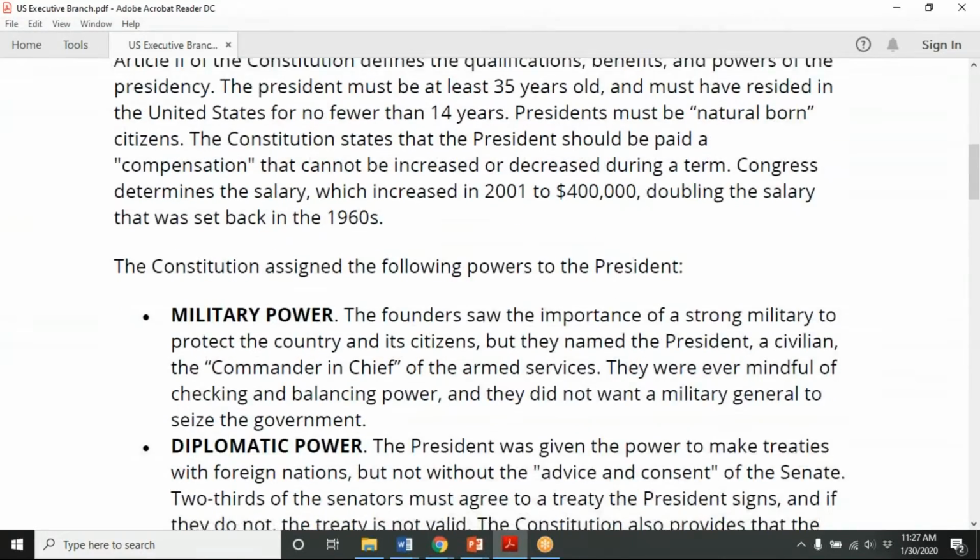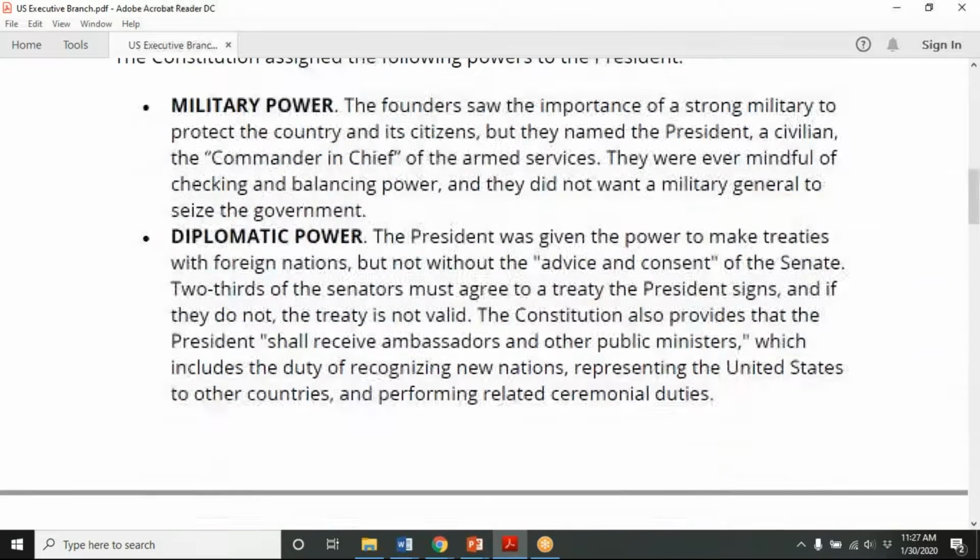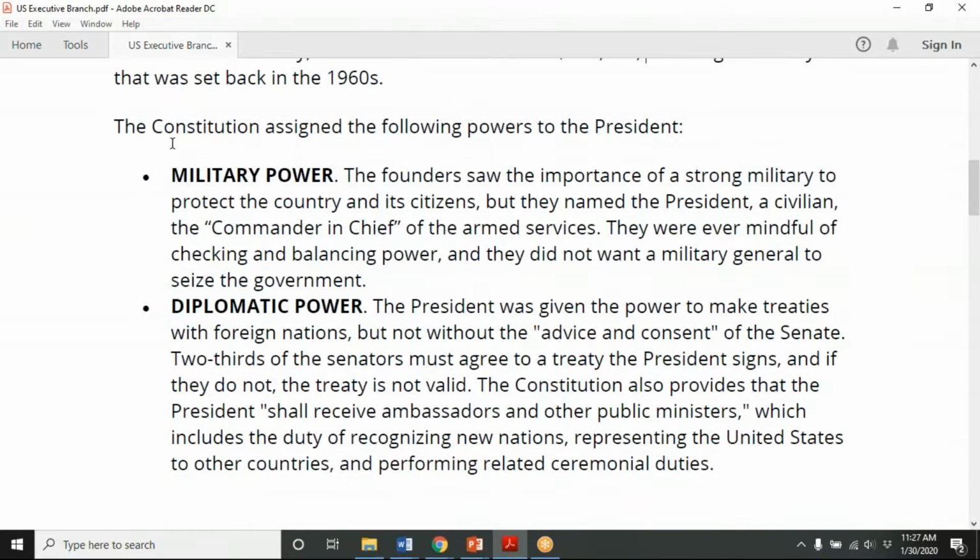Okay, Jennifer, do you want to read? How many do we got here? We got 4. Jennifer, why don't you read military power if you could?